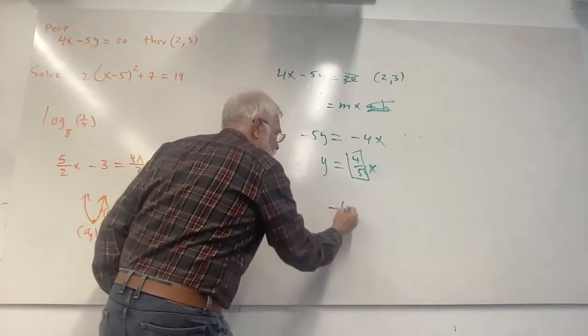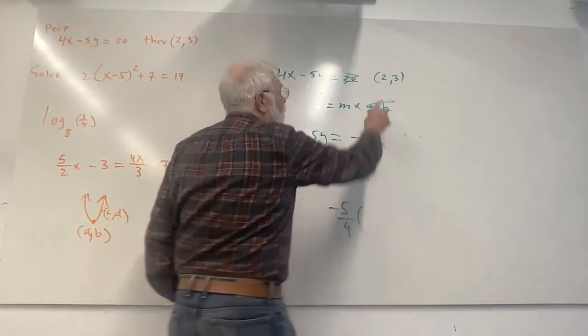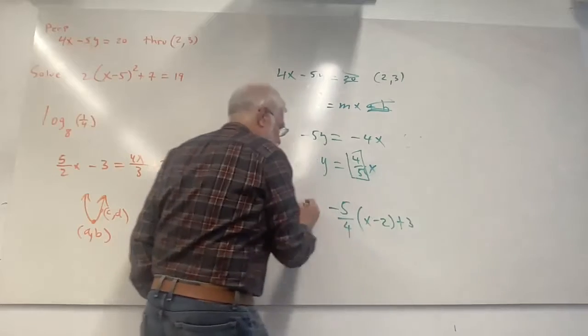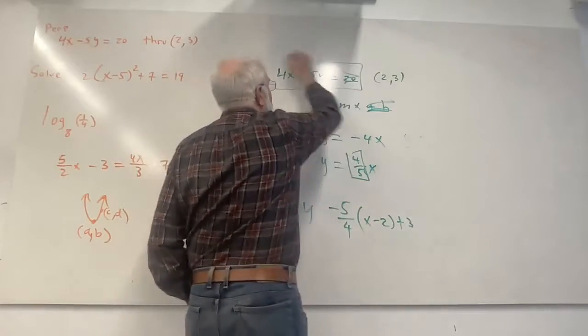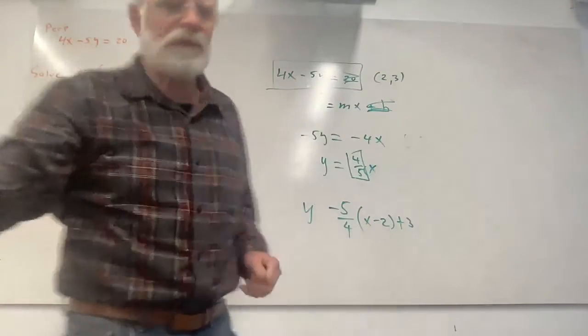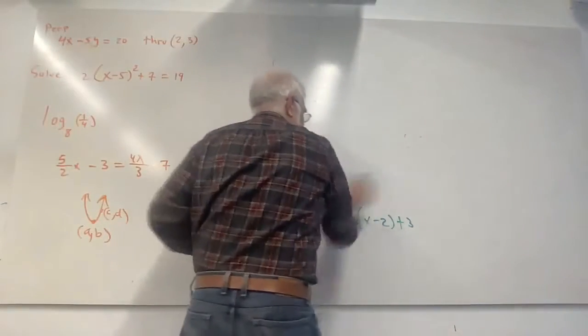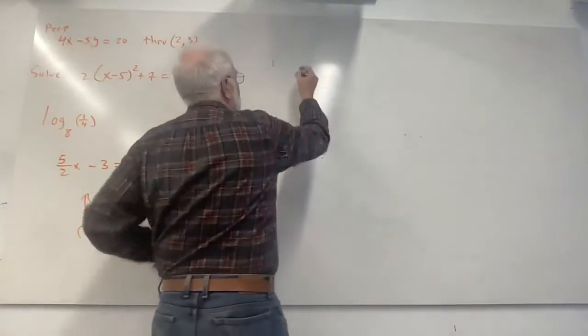The perpendicular is the negative reciprocal, and I want it to pass through 2, 3. So x minus 2 plus 3. There's the perpendicular to the original line. Okay, so I got to get an eraser here, and I'm going to give you another one. 5 in a row, that's 1.